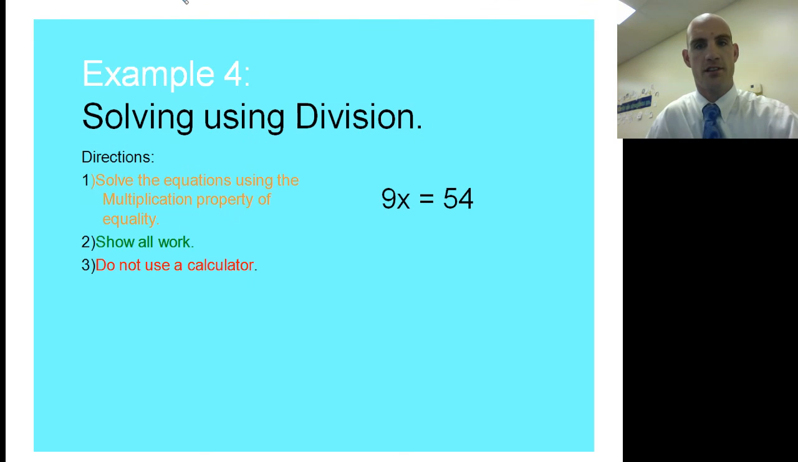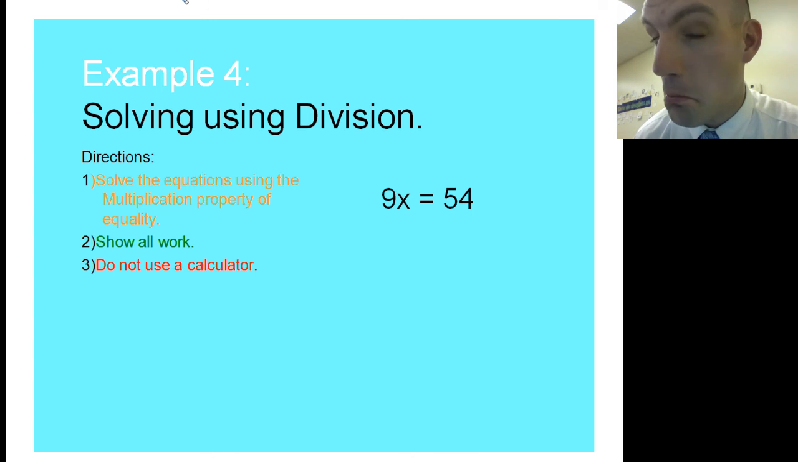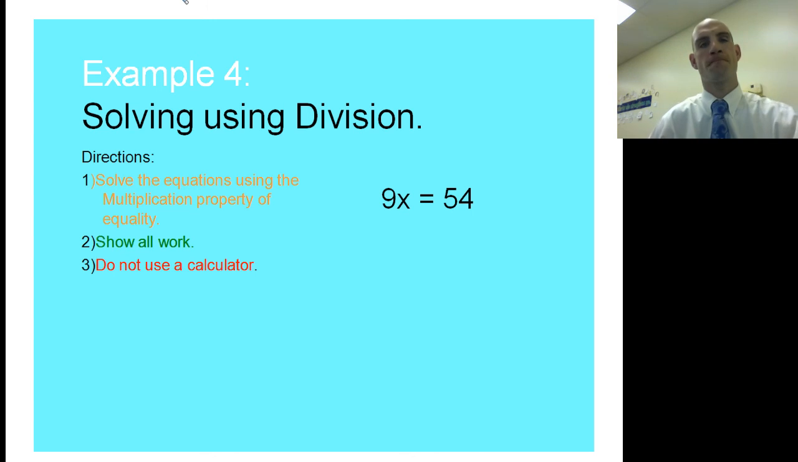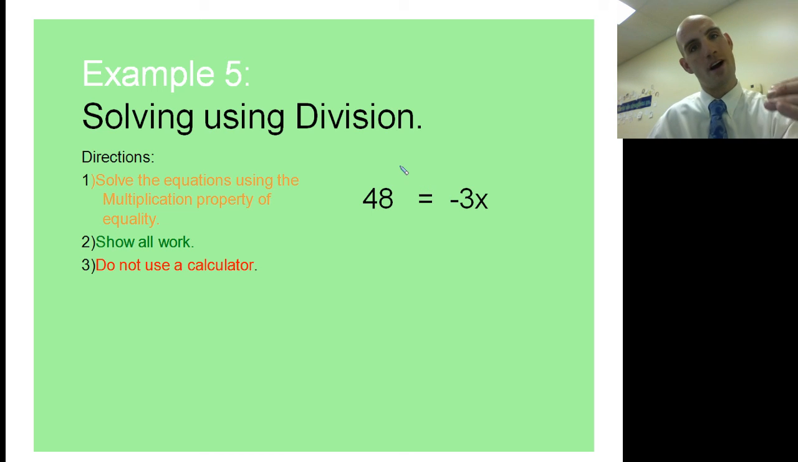Now that you've seen a couple of these, why don't you try this one on your own? Remember, we're going to do zero pairs, then opposite operations. Hint, there are no zero pairs. So do opposite operations to solve this one. Write this one down because I'm going to skip to a second example here. Here's another one. I would like for you to try this one on your own as well. It's a negative number, but don't be scared.